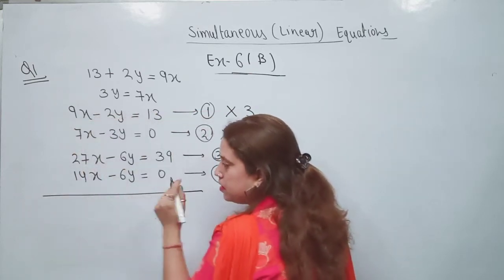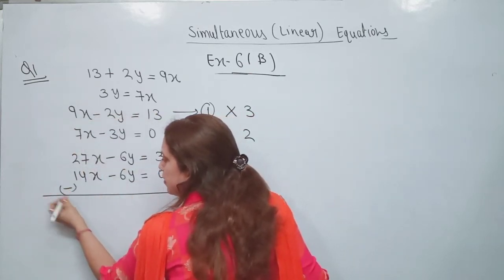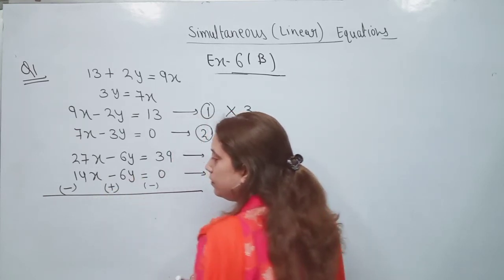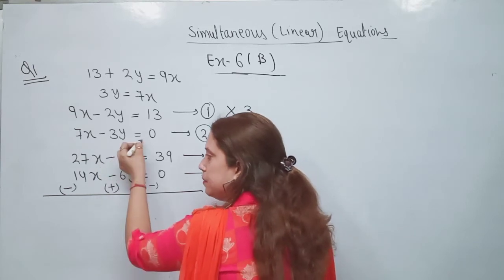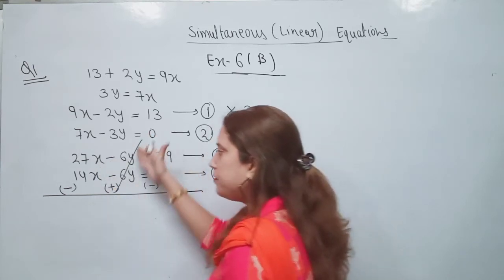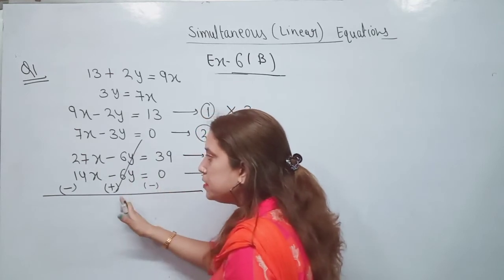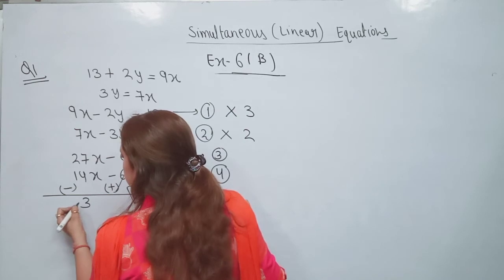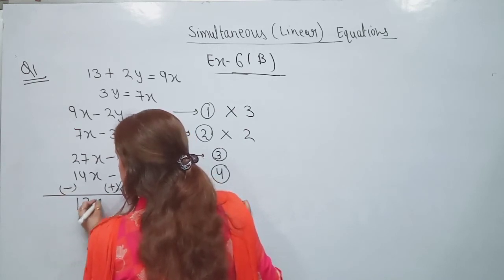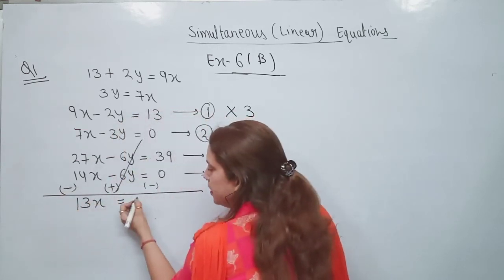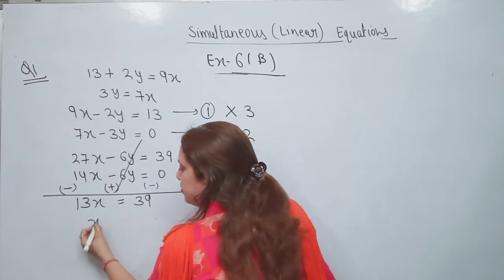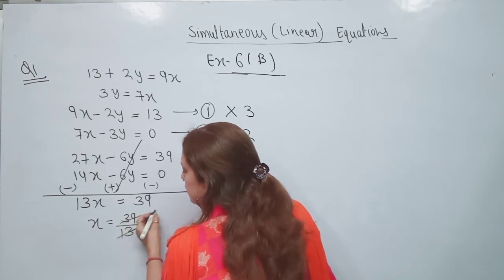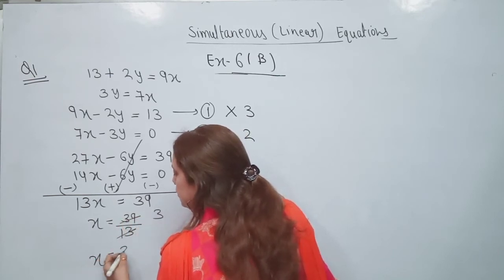Now we are doing subtraction, so minus and minus will be plus, and here will be minus. Plus and minus eliminate, so the y variable is eliminated. Now 27 minus 14 will be 13. x is equal to minus 39 upon minus 13. So x is 39 upon 13, 13 3s are 39. So the value of x is equal to 3.